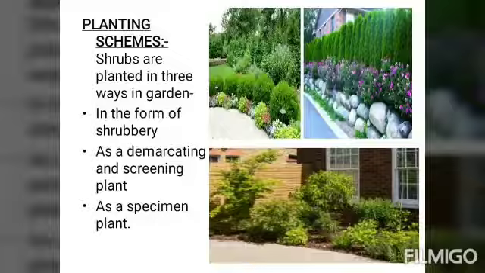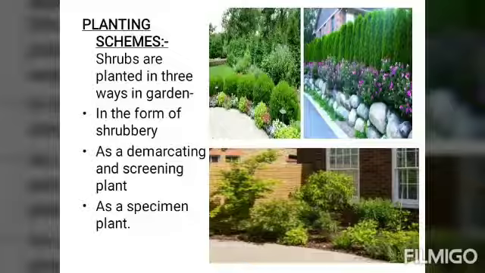So these are some important purposes for planting of shrubs. Now when you plant it, there are 3 ways that you can do that planting. The first is in the form of shrubberies. In the first picture I have given an example of how it will look in the form of shrubberies.